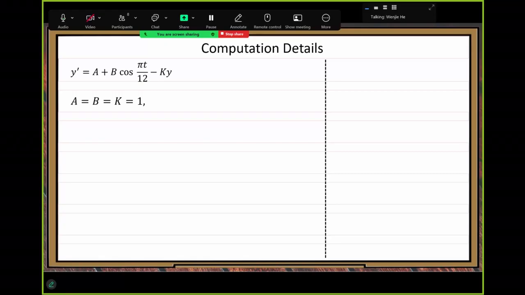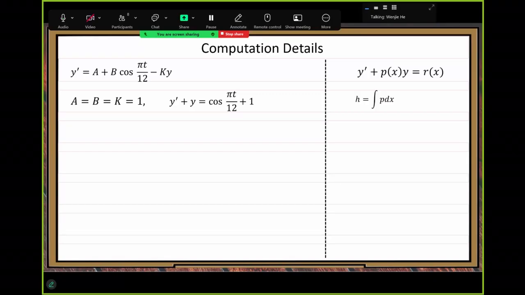But here, because we just want to apply the solution formula, we want to make our life easier. So let's use A, B, K all equal to a simple case. Then let's solve this equation. Because we have a formula for this general ODE, to do that, we need to calculate the H function.